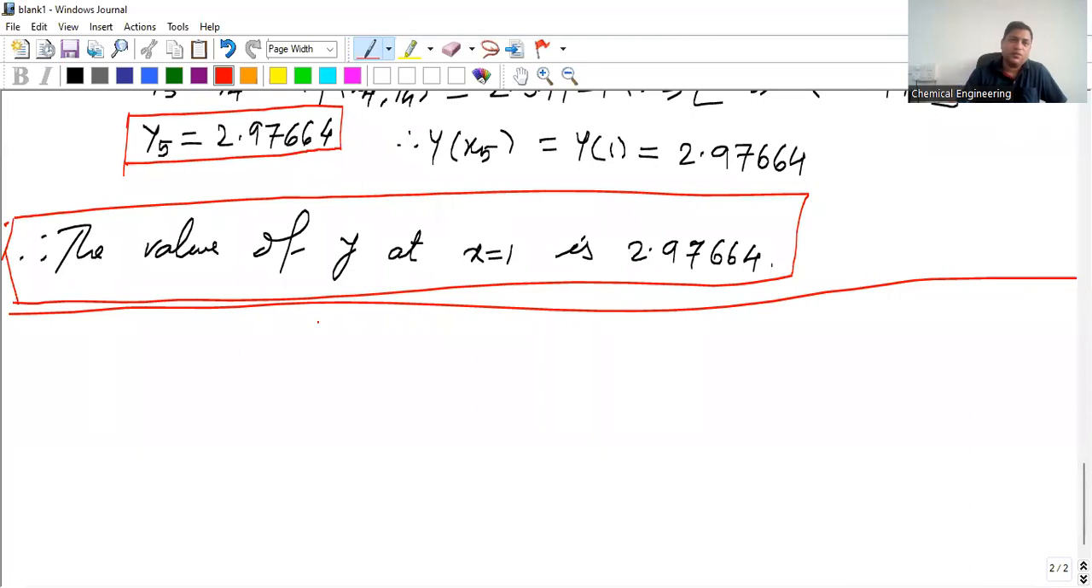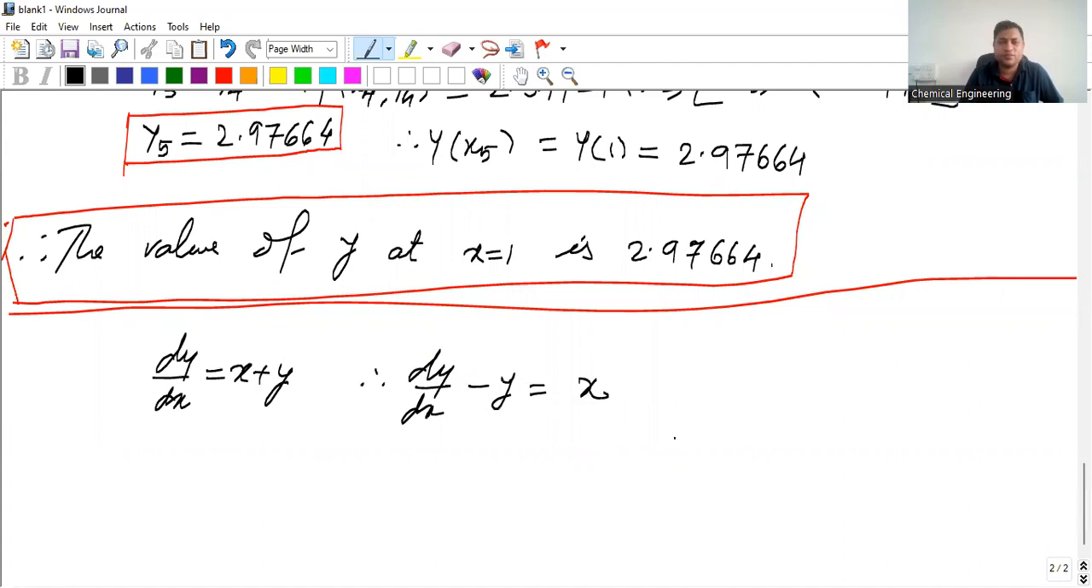So what is the question we have? dy by dx is equal to x plus y. This is actually a very good equation. So I can write this as dy by dx minus y is equal to x. Can we write it like this? Yes, you can use the integrating form.